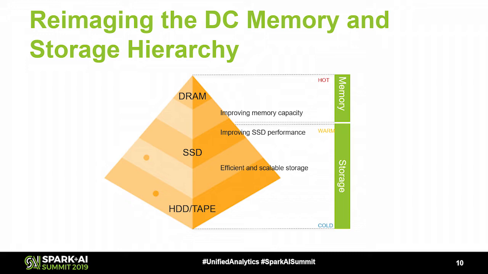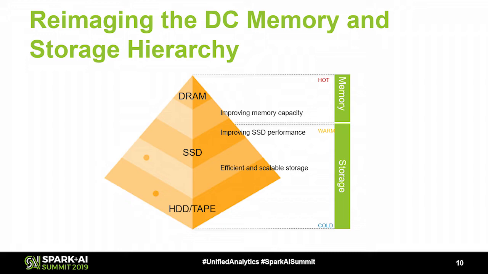And in the middle of the pyramid is the SSD, which has a balanced capacity and performance. And on the top of the pyramid is the DRAM, in which the size is quite limited, but can get a higher speed. So it is suitable to store the hot data.